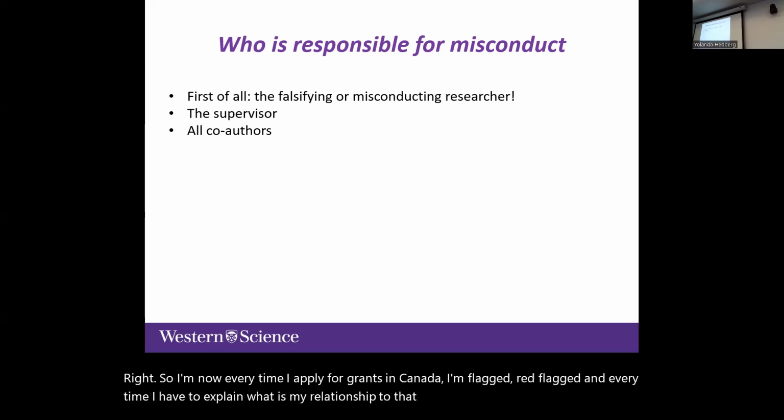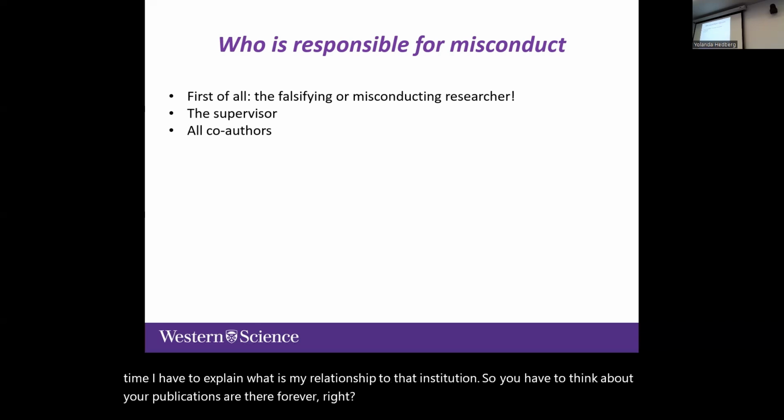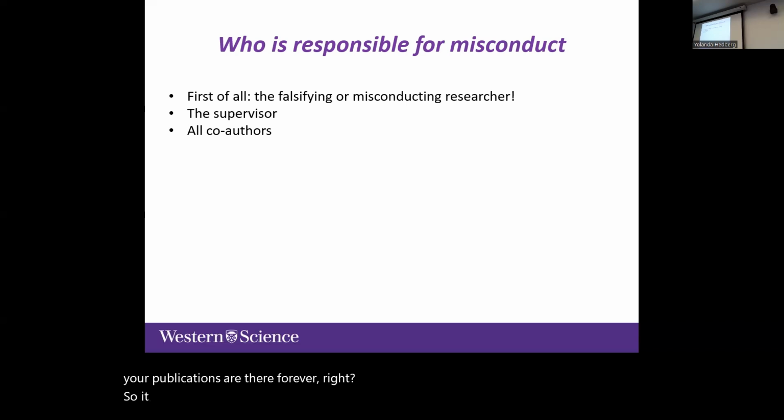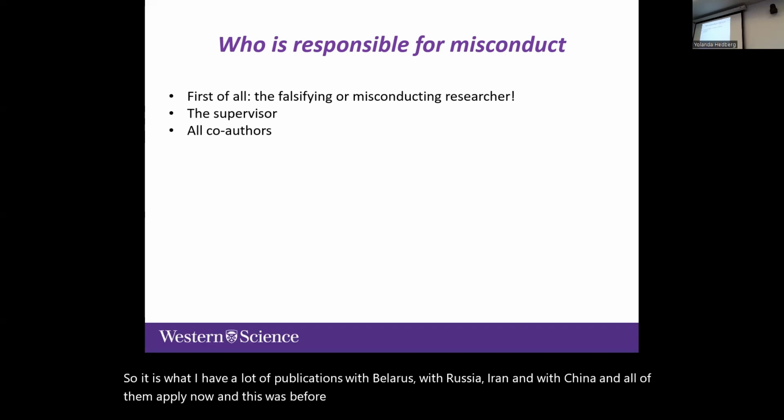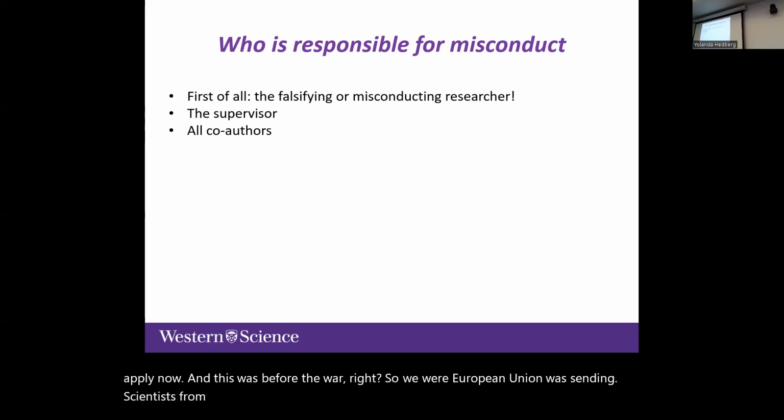So you have to think about your publications being there forever, right? I have a lot of publications with Belarus, Russia, Iran, and China, and all of them are flagged now. And this was before the wars, right? The European Union was sending scientists from Belarus to Sweden. They gave them money. We investigated failure cases in Belarus and so on. Those are now under sanctions, right?